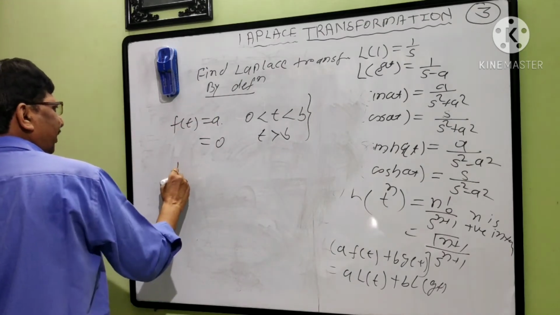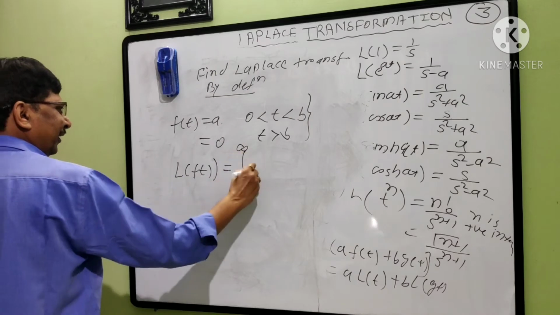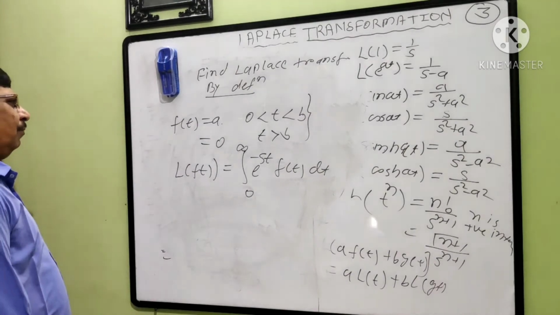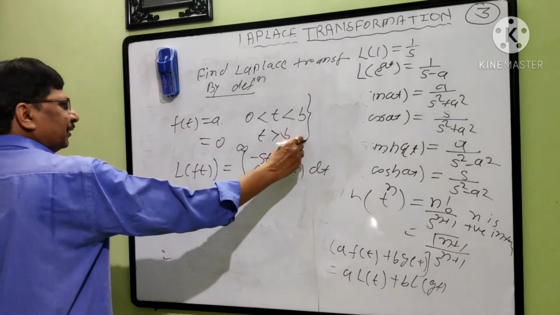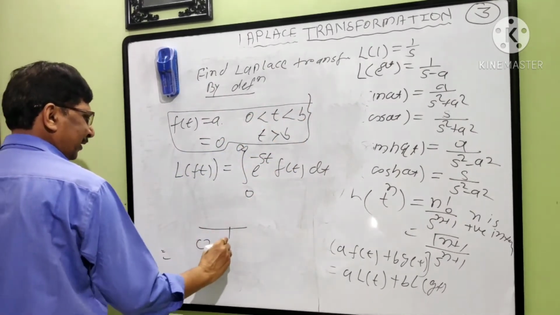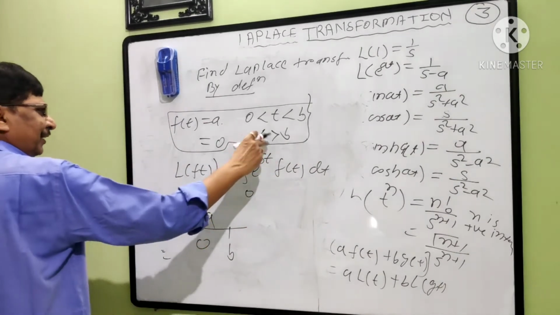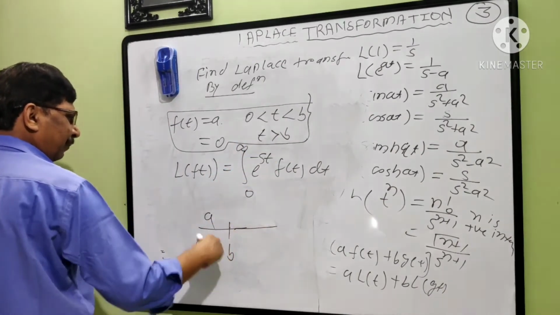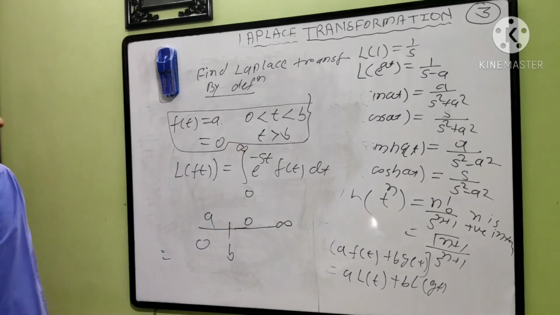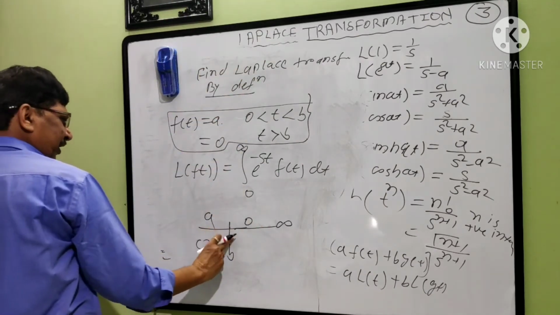Now Laplace transformation of f(t), I am repeating here. What is the definition? Integral from 0 to infinity of e raised to minus st into f(t) dt. Now you have to find the Laplace transformation of this whole function. You have to read this function: from 0 to b it is a, and when t is greater than b, here after b it is 0, up to infinity. Greater than b means there is no limit. So this function is like this: a from 0 to b, then 0 to infinity.